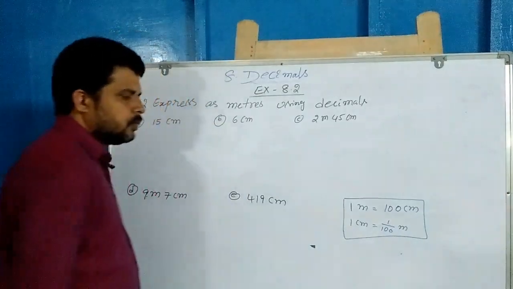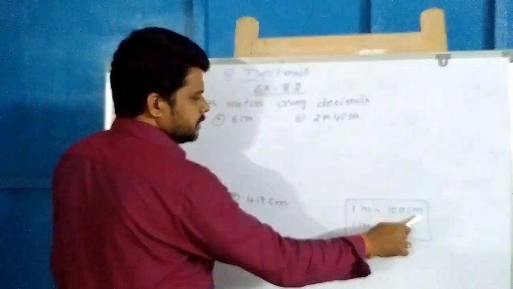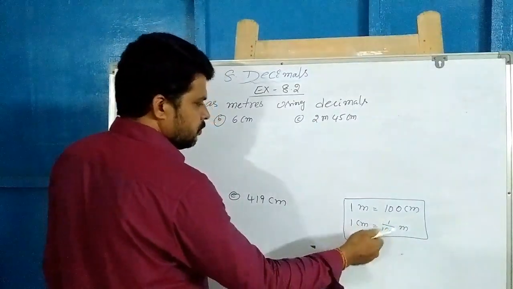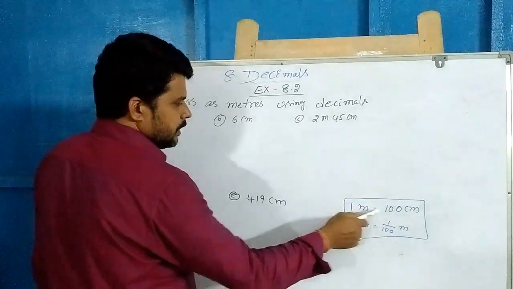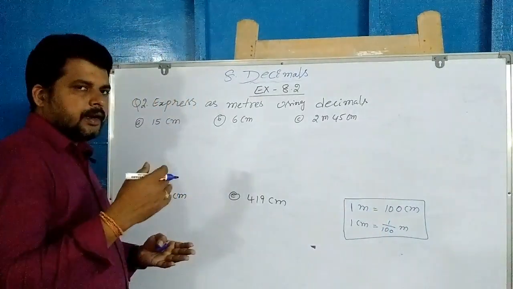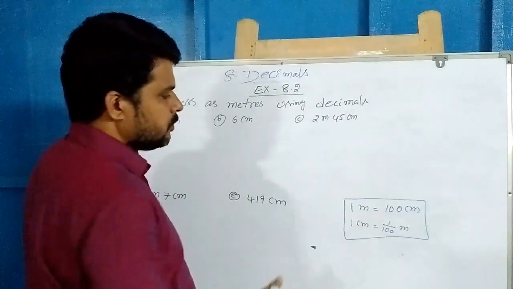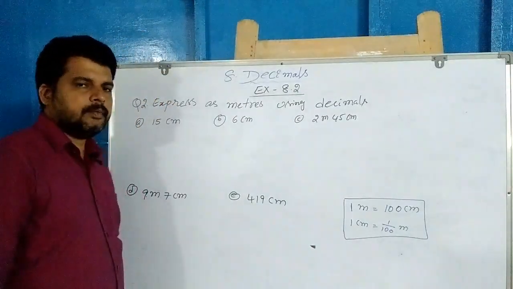First we need to know 1 meter is equal to 100 centimeters, and 1 centimeter is equal to 1 by 100 meters. So 1 meter is 100 centimeters. So 1 centimeter is equal to 1 by 100 meters.